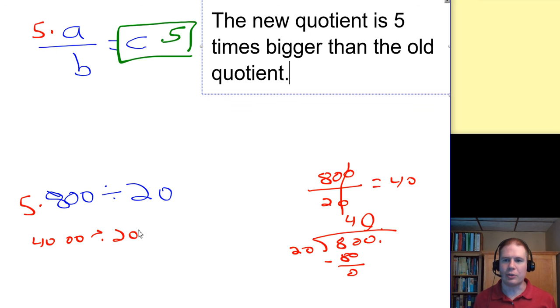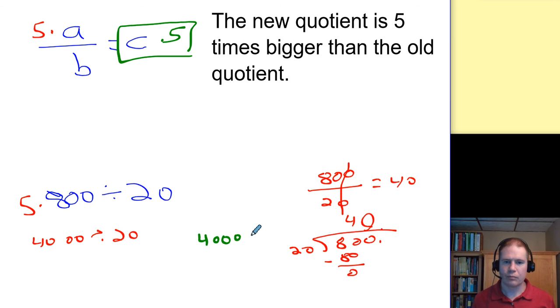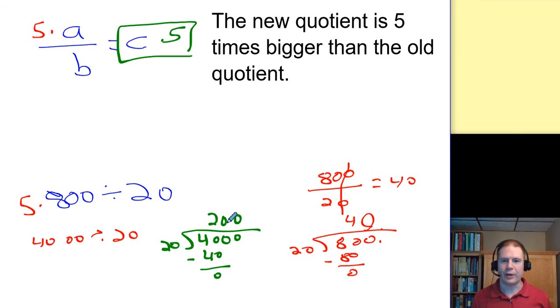And we can see that with the division. So 4,000 divided by 20. Twenty goes into 40 twice with no remainder, but that 2 is in the hundreds place. Right? 40 times 5 is 200.